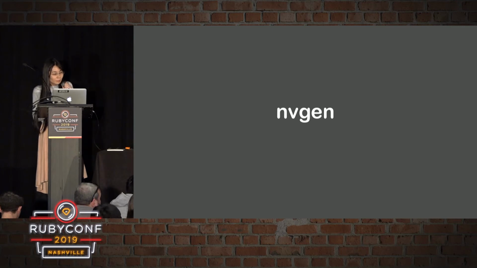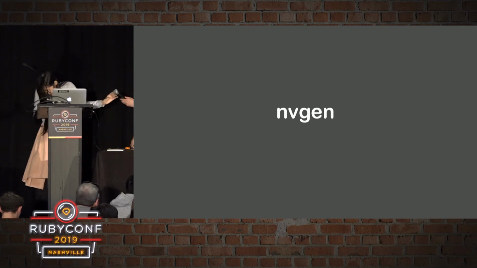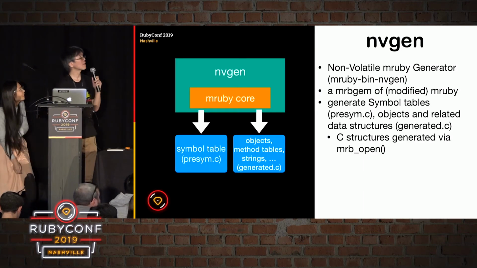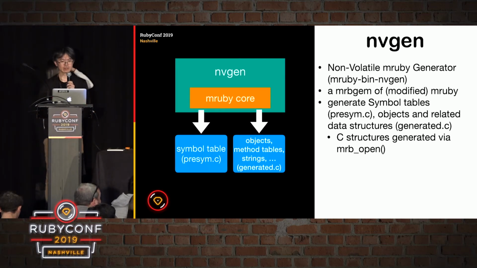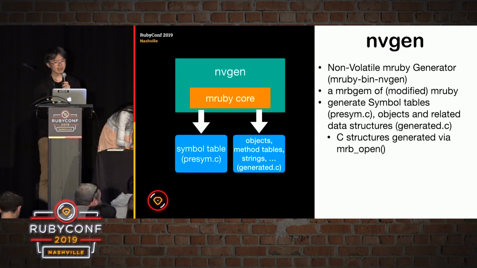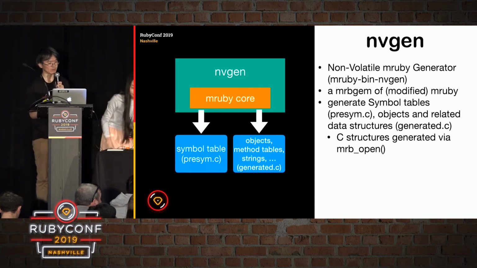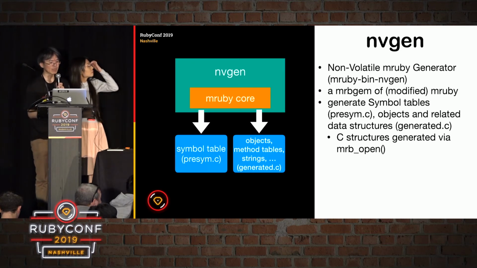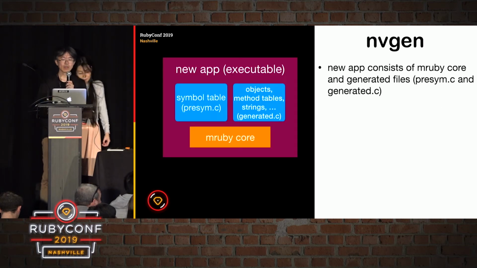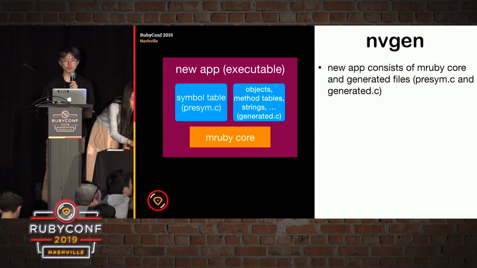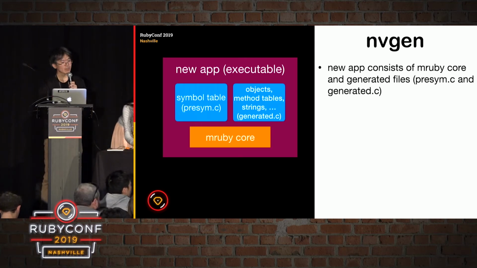So let's talk about mrbgem. NVGen stands for non-volatile mruby generator, and it's actually implemented as an mrbgem, but mruby needs to be modified to run it. As mentioned several times, NVGen generates two C source files. One is a source of symbol information. The other is a collection of objects and their associated data structures. When creating a new application with NVGen, you combine these generated sources with mruby itself and other code to create a new executable.